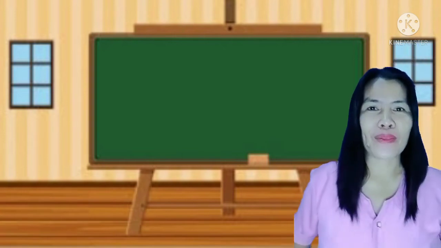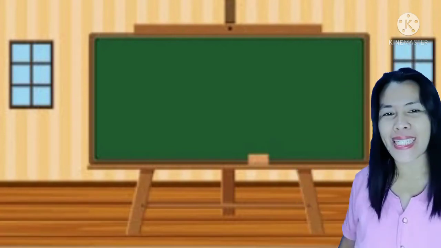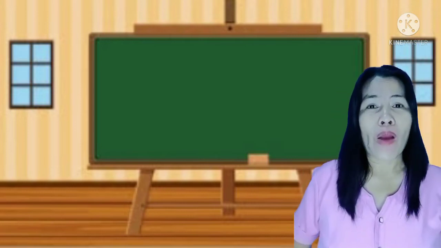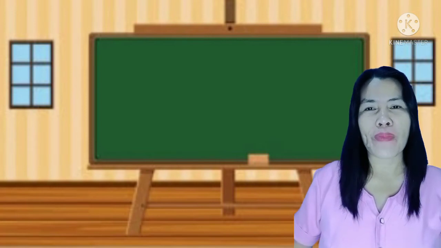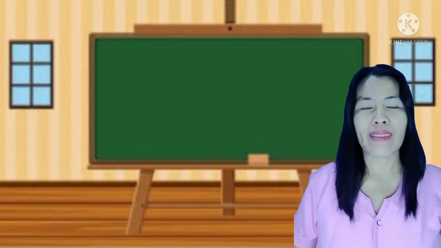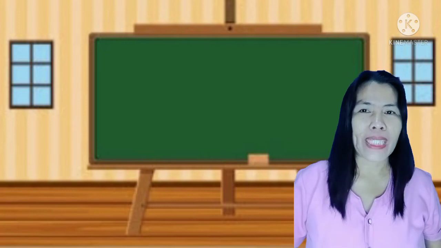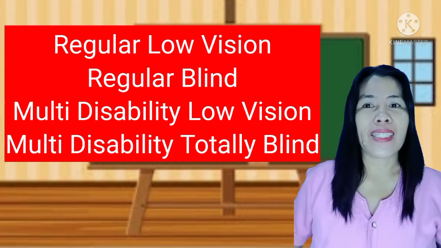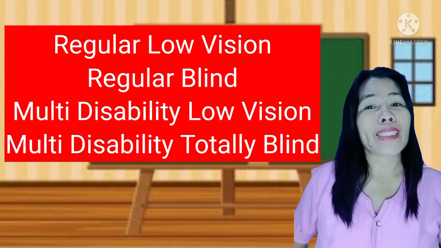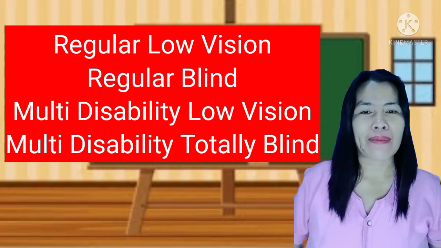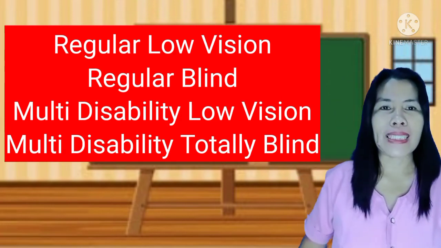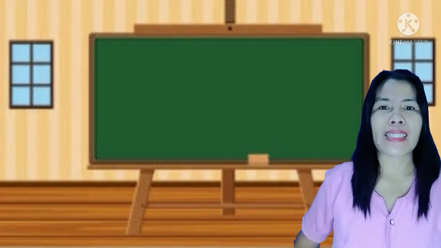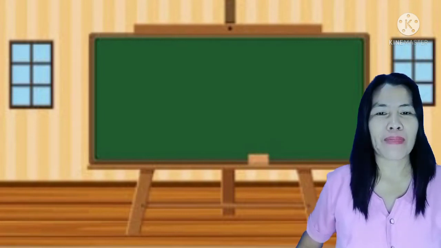Today, the group of teachers teaching visually impaired learners will present our output in crafting our teacher-made psychoeducational assessment, particularly for the visually impaired learners, which comprise the regular low vision, the regular blind, the multiple disability low vision or MDLV, and the multiple disability totally blind or MDTB. We came up with the checklist that ranges across these disabilities.